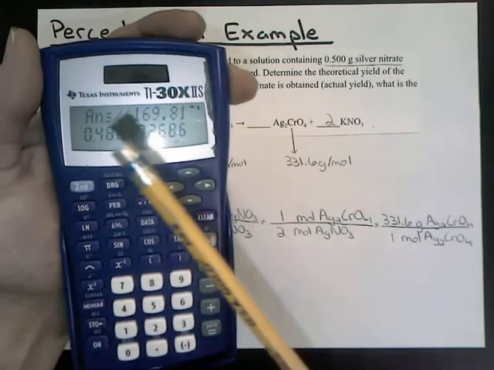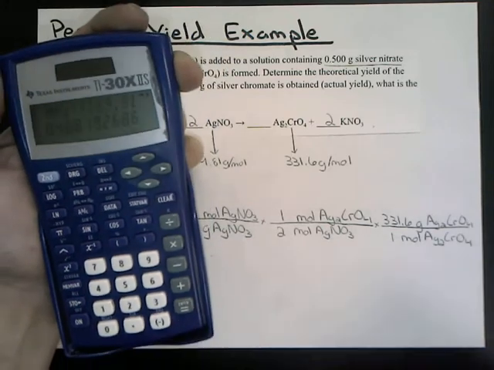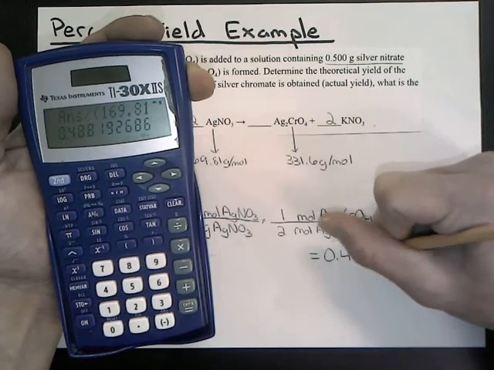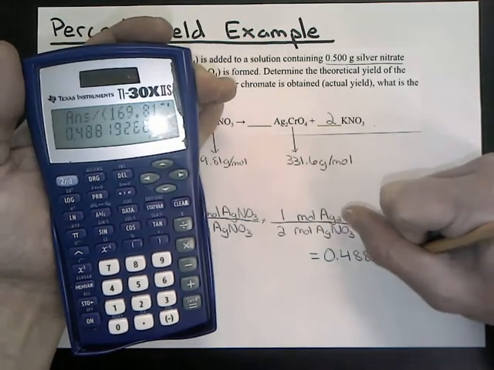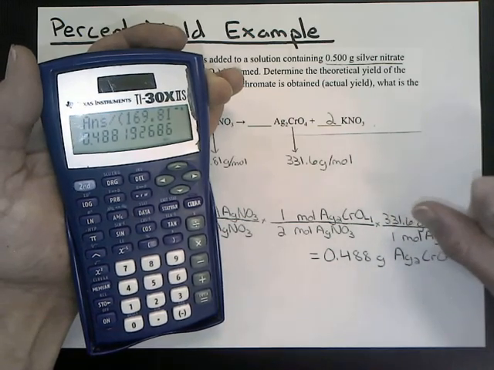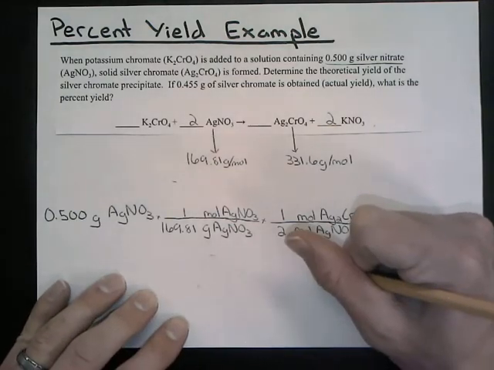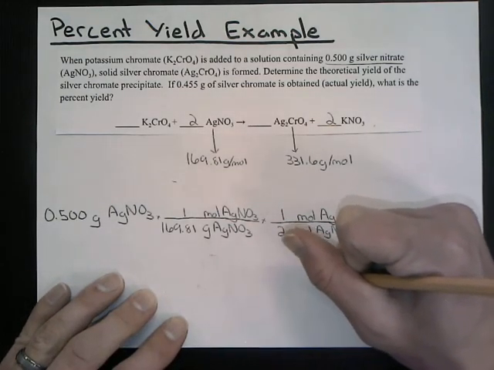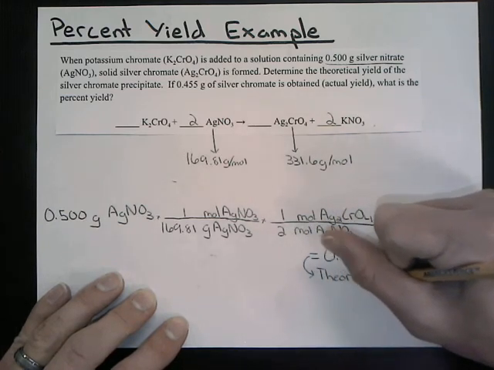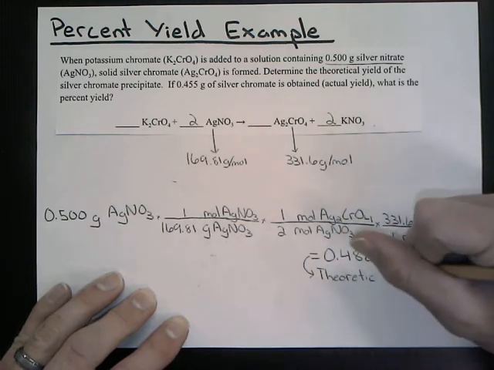Now, I'm going to round this to 3 decimals, or 3 significant digits. I obtain 0.488 grams of silver chromate. Now, this is really important. This value that we just took the time to calculate, this is our theoretical yield.